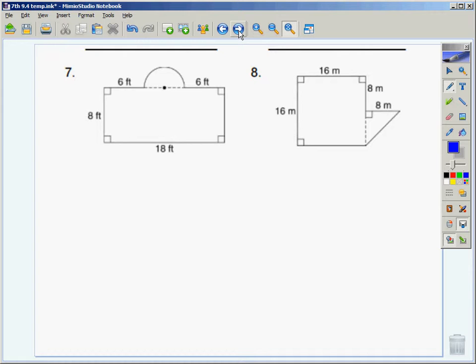Number 7. How many shapes? 2. What's the formula for a rectangle? Base times height. What's the base? 18. What's the height? 8. 18 times 8. Somebody do it. 144.